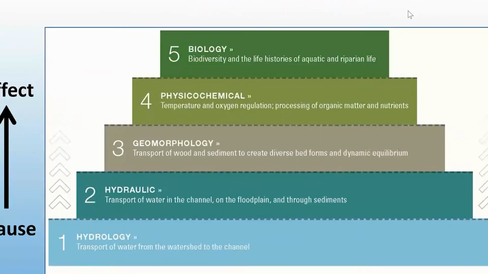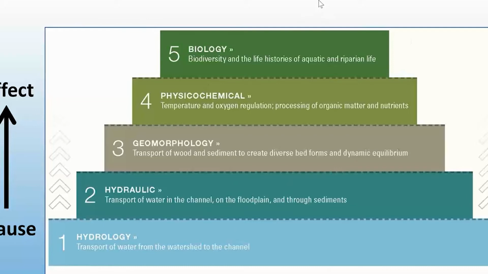But this next slide to me is the primary benefit, I guess, of this thought process as it relates to stream restoration. And that is these lower level functions are more of your cause and your higher order functions are more of your effect. And here's what I mean. Let's think about a stream restoration project, and maybe our goal was to improve a certain fish species. That would be in biology.